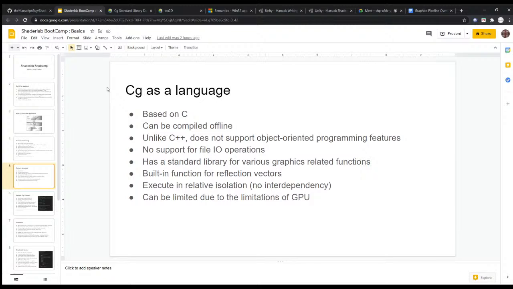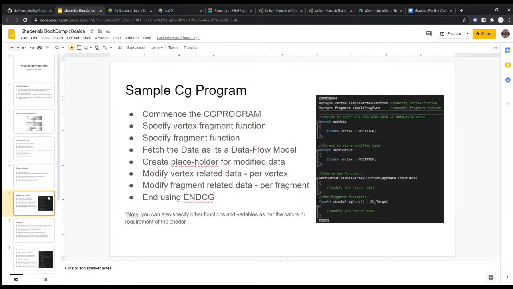And that said, whenever we have to execute or process multiple pixels at the same time, you can be rest assured that this will be run in parallel in relative isolation. That means there will be no dependency, and hence it will not cause any errors or throw any execution errors. And the last thing is, as NVIDIA says itself, that it can be limited due to the limitations of the GPU. That is okay. If your GPU does not support something, it just does not support something. I cannot just run ray tracing on a non-ray tracing supported GPU. So it's pretty much simple and straightforward.